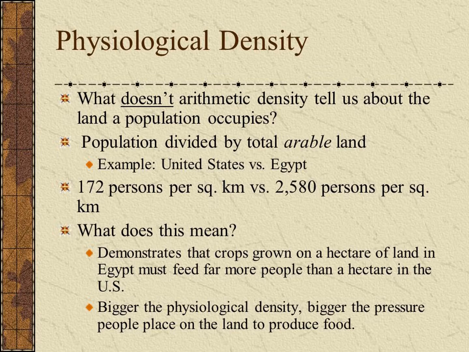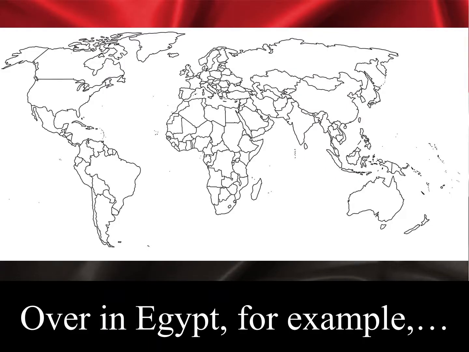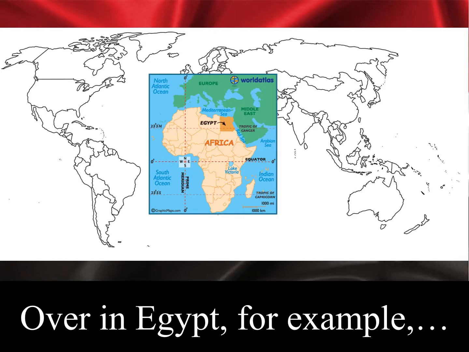So what does this mean? It demonstrates that crops grown on a hectare of land in Egypt must feed far more people than on a hectare in the US. So the bigger the physiological density, the bigger the pressure people place on the land to produce food. Over in Egypt, for example, we see such a high physiological density because most of Egypt is completely non-arable because it's Sahara Desert.